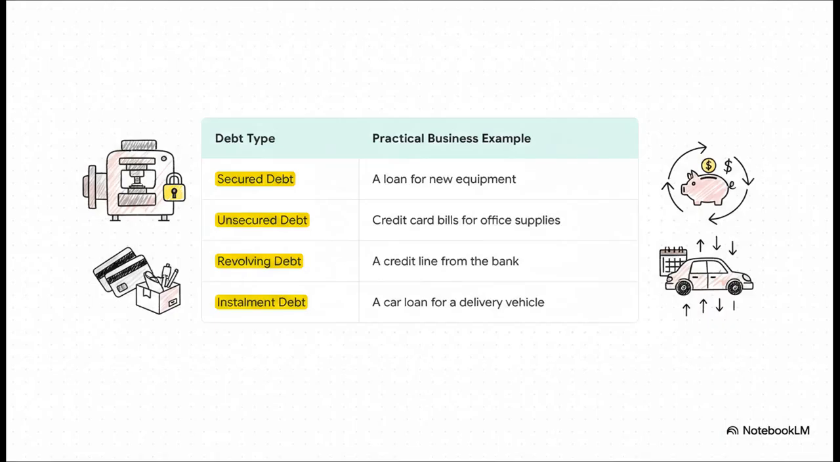Okay, so to make this a bit more concrete, let's look at how these debt types show up in a real business setting. A loan for some new equipment, that's your secured debt. Those credit card bills for office supplies are unsecured debt. That business line of credit from the bank is a classic example of revolving debt. And the loan for a company delivery van is a type of installment debt.